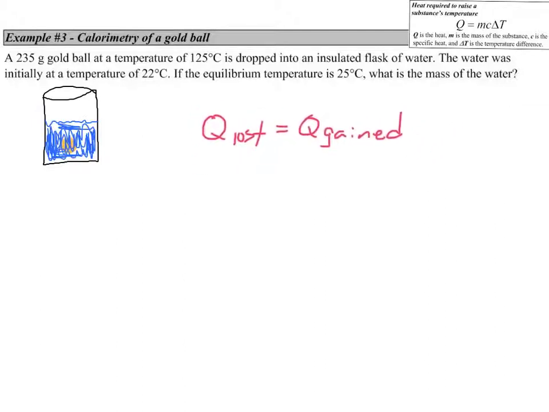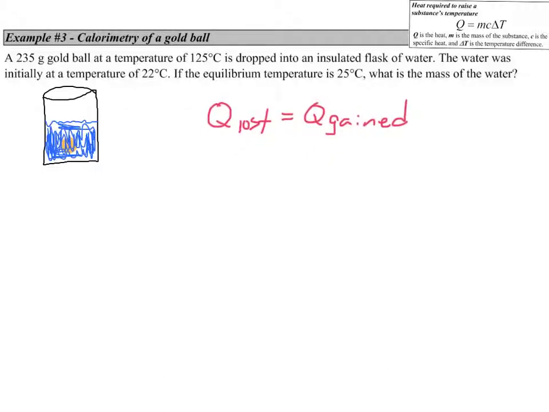So this is calorimetry, okay? The amount of heat that's lost is equal to the amount of heat that's gained, and we get this from this equation here. So we're going to take the mass of the gold ball times the specific heat of the gold ball times the temperature change of the gold ball. That's going to be equal to the mass of the water, specific heat of the water, and the temperature change of the water. Now this is where we have to look up the specific heat of these substances.